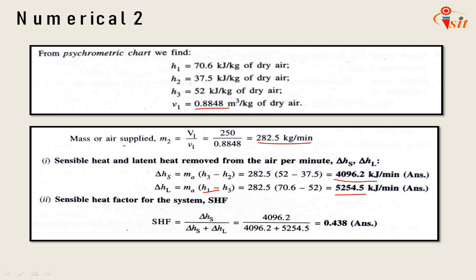Then we substitute into the sensible heat factor, which we already know, that is delta HS divided by delta HS plus delta HL. So 4096.2 divided by 4096.2 plus 5254.4 gives a sensible heat factor of 0.438. Okay, so that's it. We can find various parameters by using the psychrometric chart. Also room sensible heat factor and grand sensible heat factor parameters can be found through this chart.